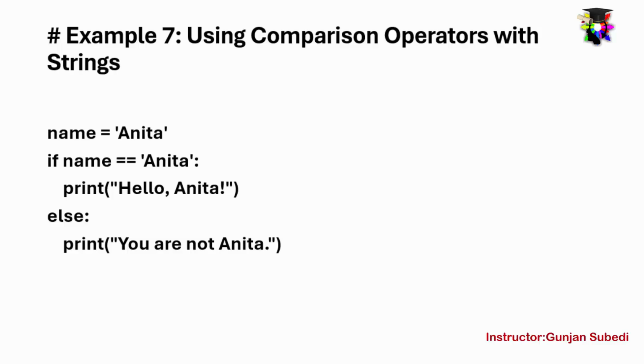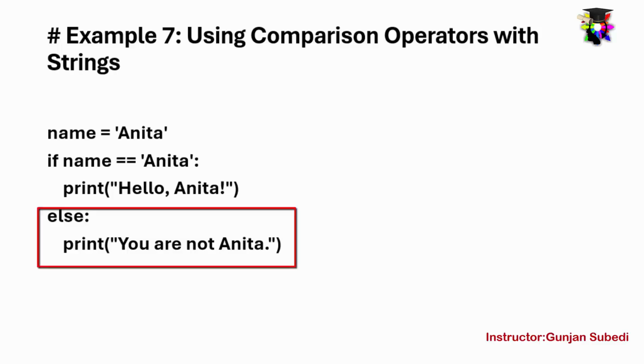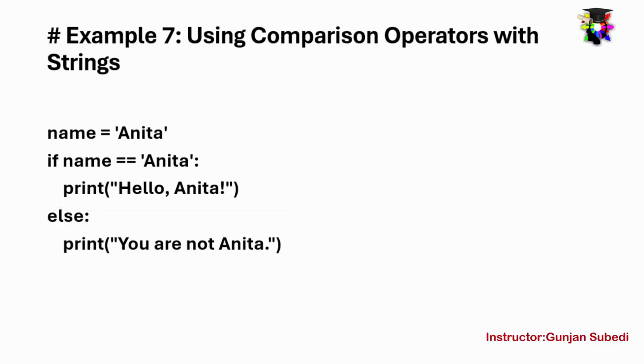Or else, if the value stored in the variable name is not equal to Anita, it executes this block of code. So in summary, the program checks if the value stored in the variable name is Anita. If the value is Anita, it prints a greeting message specifically for Anita. If the value is not Anita, it prints a message indicating that the person is not Anita. Let us see in the Python interface the output of this code.